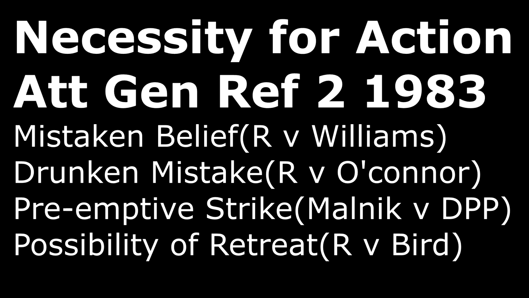There are many smaller subheadings for necessity for action, but they don't all need to be used. It just depends on what the particular example is that is given by the examiner. So you've got mistaken belief with R versus Williams, drunken mistake with R versus O'Connor, preemptive strike with Malnick versus DPP, and finally possibility of retreat with R versus Bird.